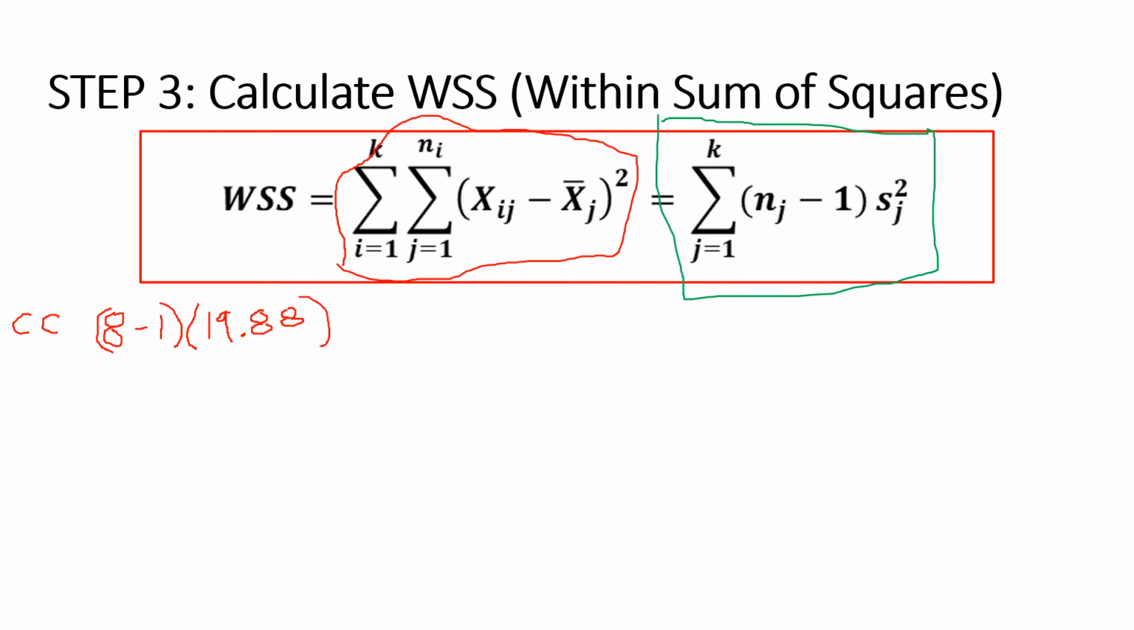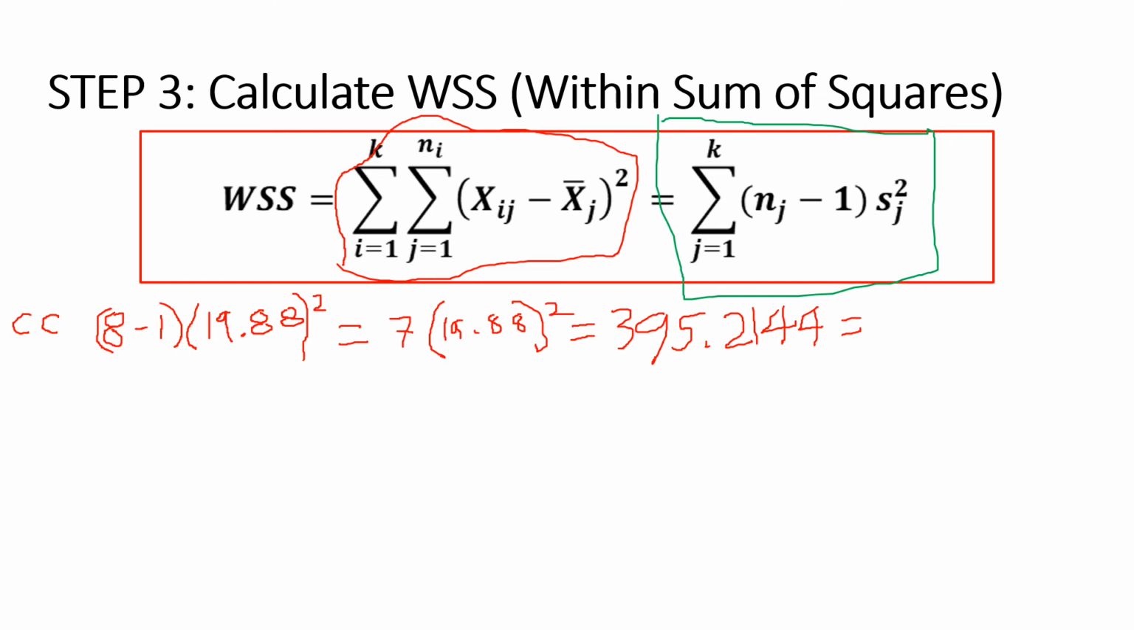Okay, let's fix that. There we go. So that's going to give us 7 times 19.88 squared, which is, if we square 19.88, should give us 395.2144.